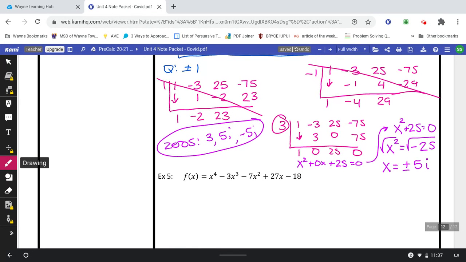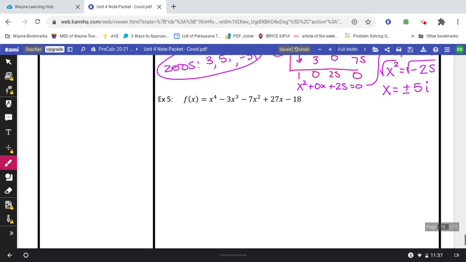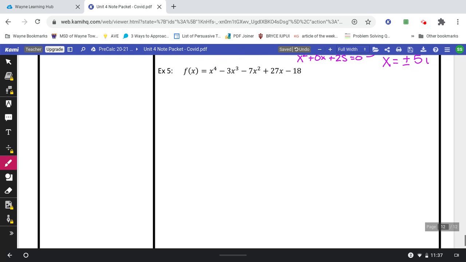All right, for our last problem, example number 5, notice this one starts off as x to the 4th, which means we're going to be eventually looking for 4 answers. Let's start with our p's and q's. Numbers that multiply to 18. Take a second and see if you can find all the factors, all the things that multiply to 18.